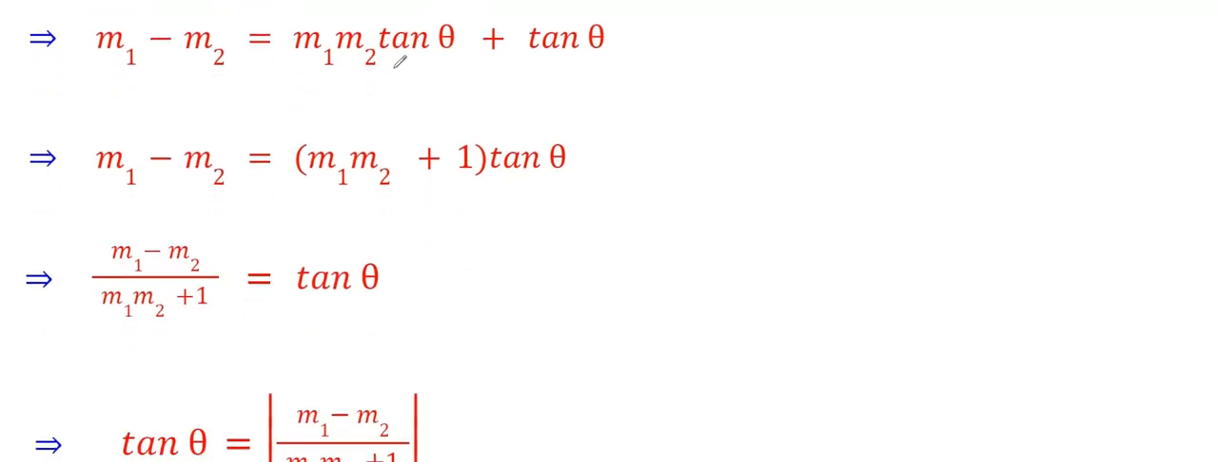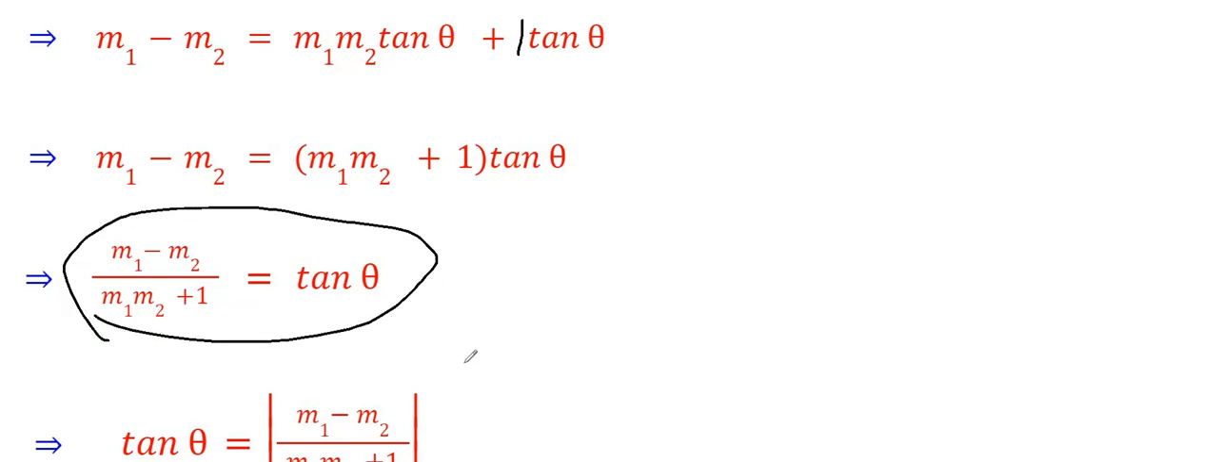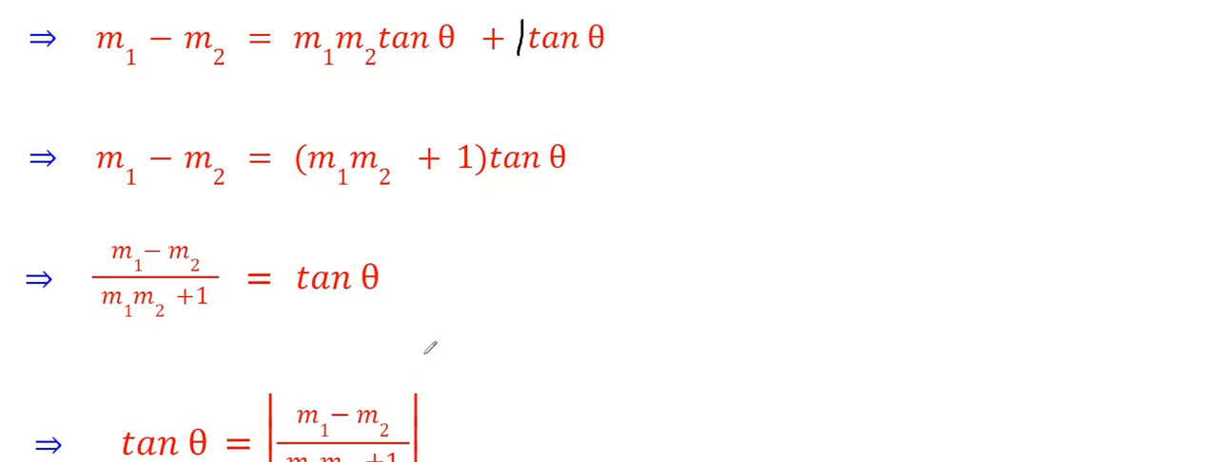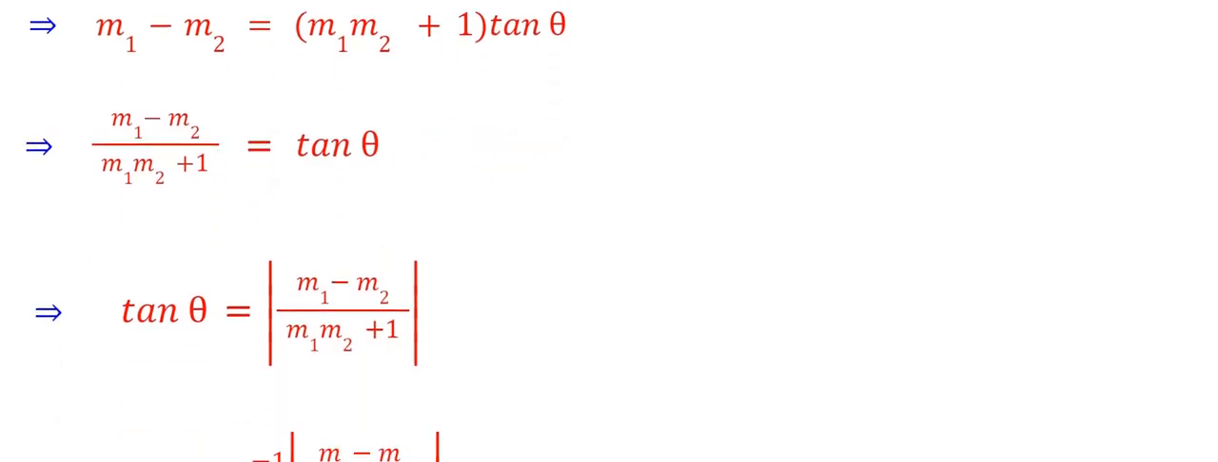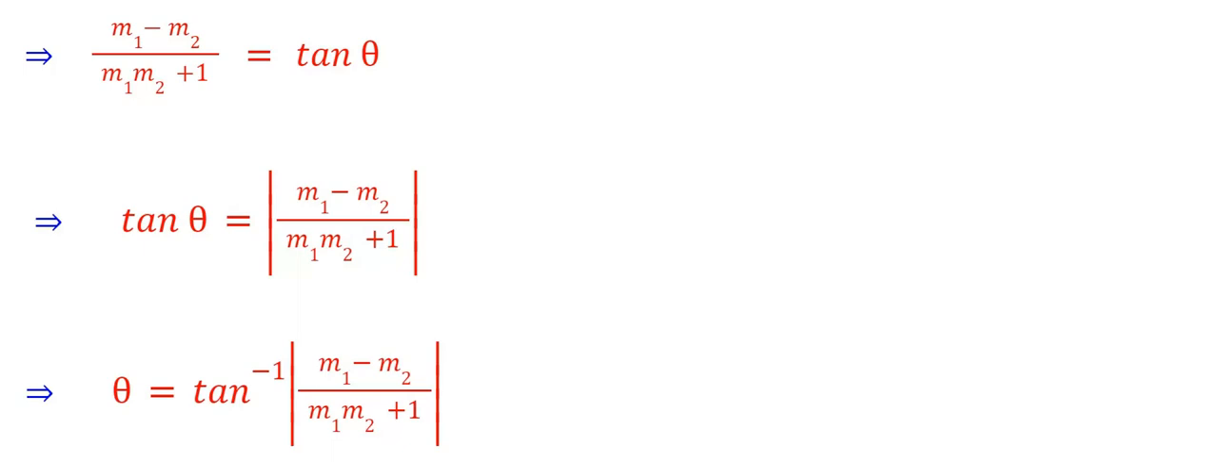And then I factored tangent of theta out here, so out to the right, and that left in parentheses the product of the slopes plus 1. And the only thing left to do now is to divide both sides by this, and we get basically our formula. And that's all there is to it. The only thing that I did from here was switch sides and put the absolute value marks on. But this is our formula.